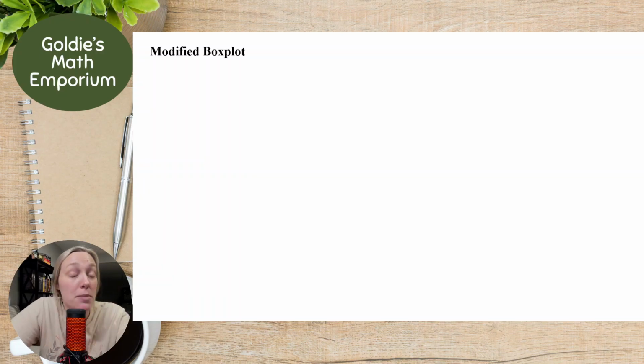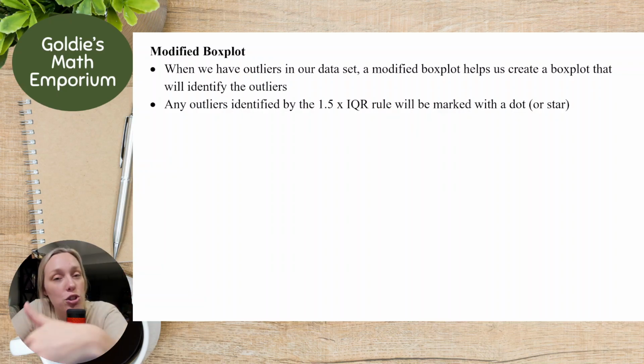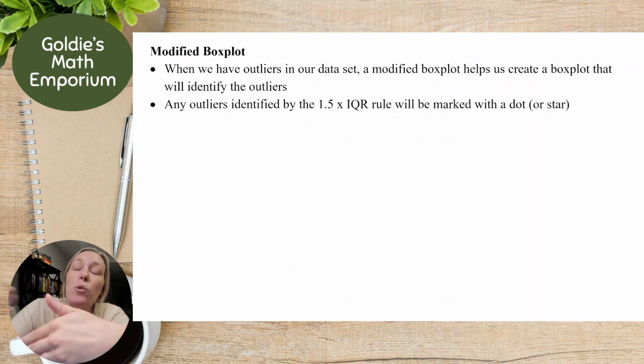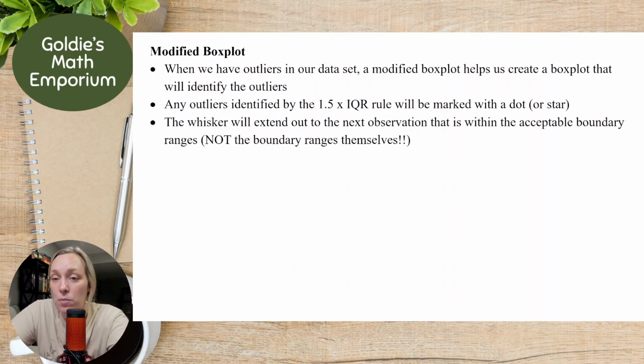A modified box plot is a box plot, but it shows outliers. Other graphs show outliers easily, but a modified box plot is what's going to show outliers more easily. It shows only the outliers identified by the 1.5 times IQR rule, because we use quartiles to construct the box plot, so the only rule we follow is the one involving quartiles. Any outliers will be marked with a dot or sometimes a star, and the whisker will extend out to the next observation within the acceptable boundary ranges, not the boundary ranges themselves.